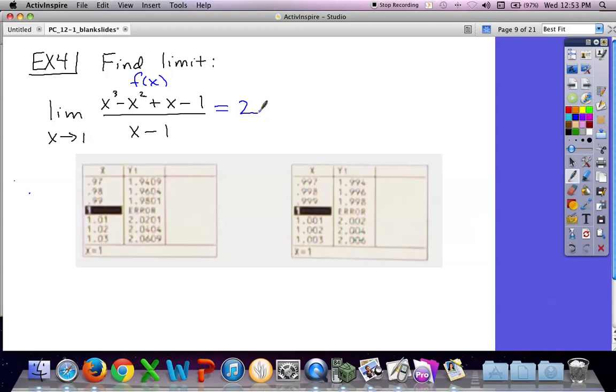Actually, there's a way to write it. If we're talking about limits from the left and limits from the right, you would write it like this. The limit as x approaches 1, and I put a little minus on the superscript, that means it's approaching from the left.